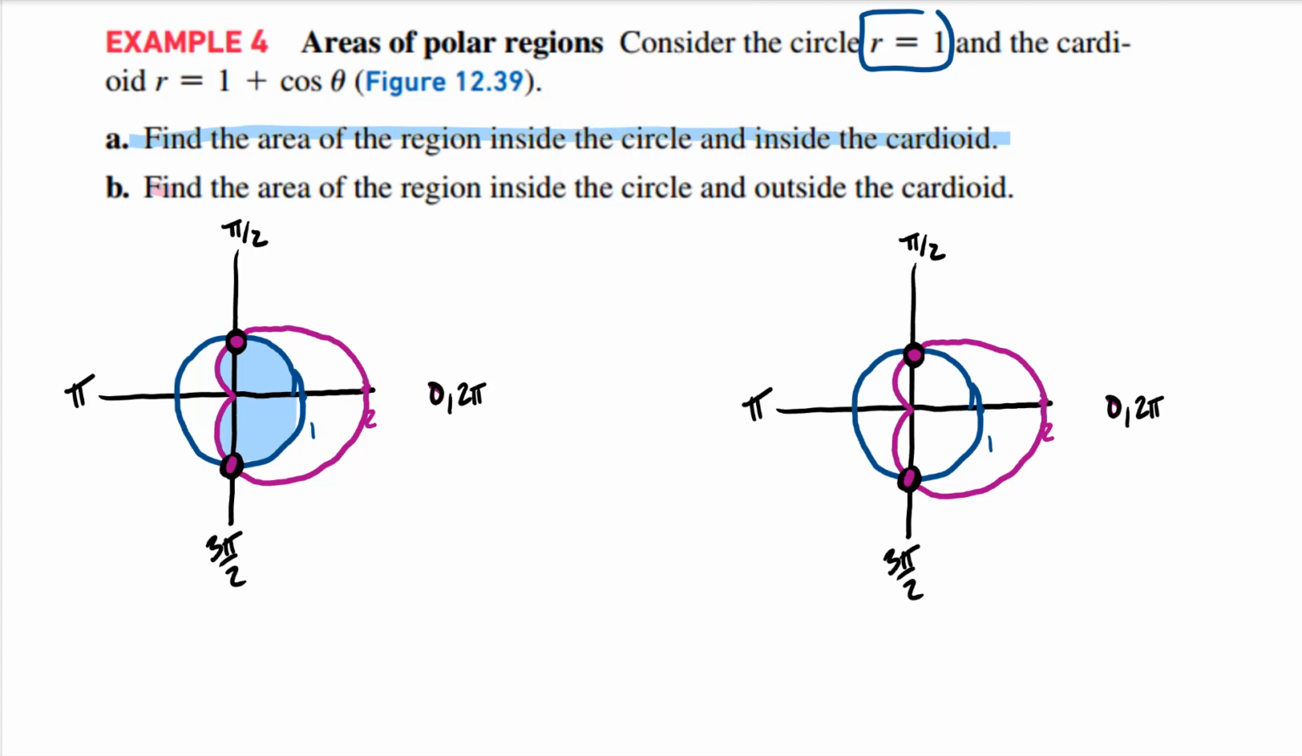Now let's go to B, and we're going to find the area of the region inside the circle and outside the cardioid. So the circle's in blue, so we don't want anything inside the cardioid. We just want this region here.